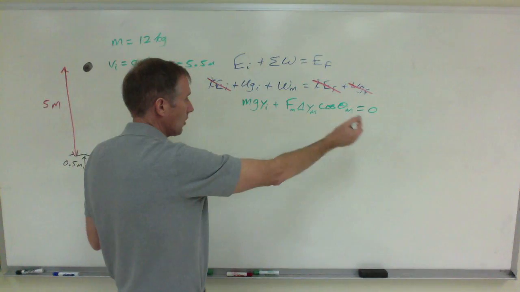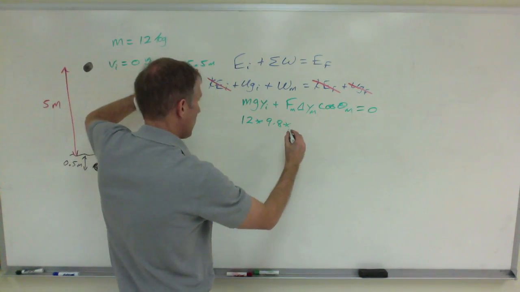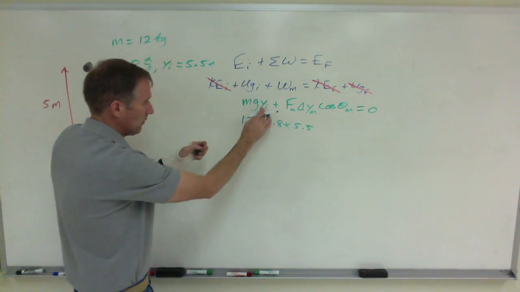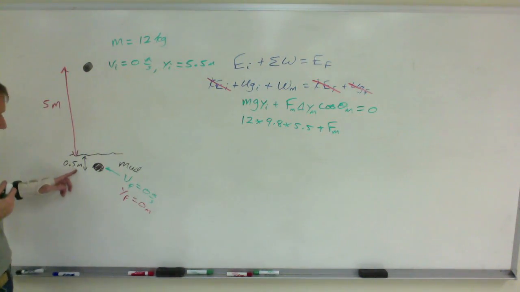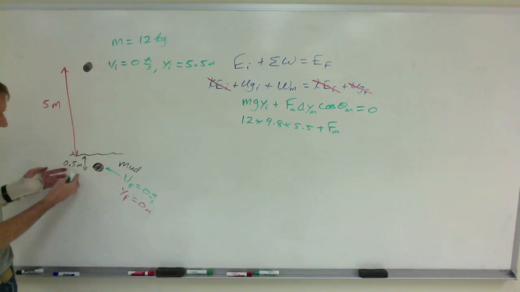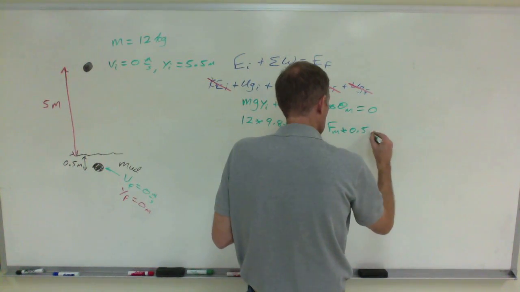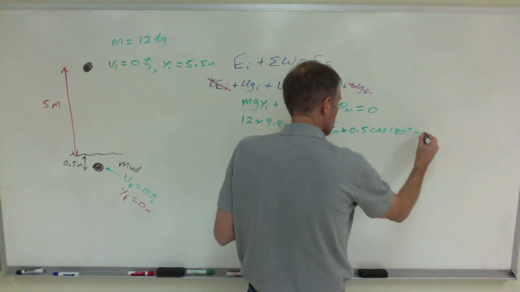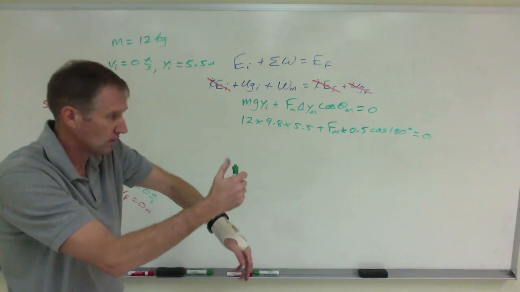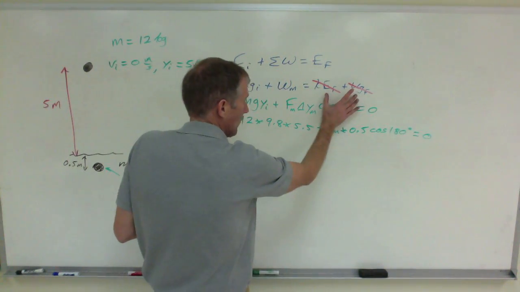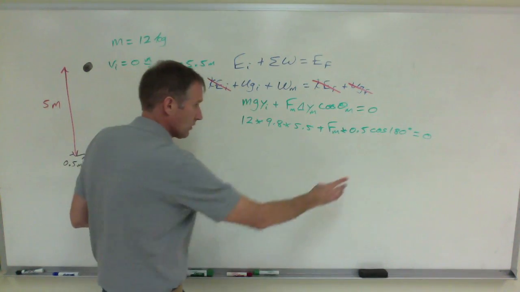We're looking for that. Let's just go put in the numbers. So this is 12 times 9.8 times 5.5. So M is 12, G is 9.8, Y is 5.5. Plus, we're looking for the force of the mud. Delta Y is 0.5. Again, the ball's in contact with the mud for only half a meter, not 5.5 meters, only half a meter. Times the cosine of 180 degrees. Again, it's 180 degrees because the ball's going down as the mud's pushing up on it, stopping it. And again, it's equal to 0 because it no longer has any speed, no longer has any height. That's where the 0 comes from. Remember the cosine of 180 is -1.